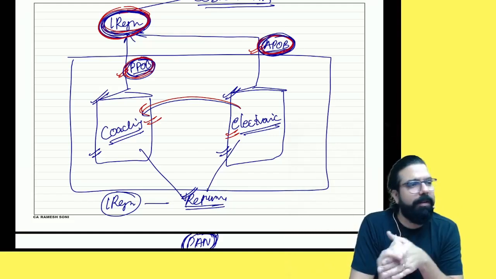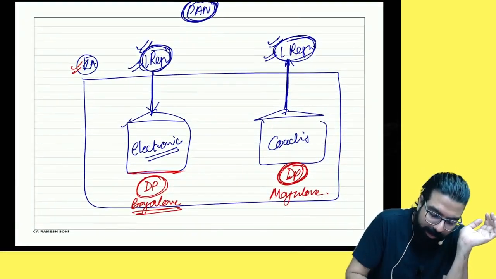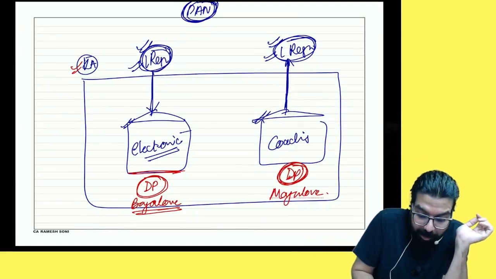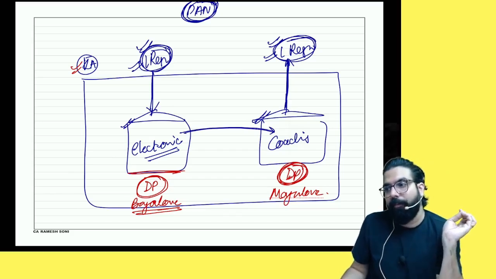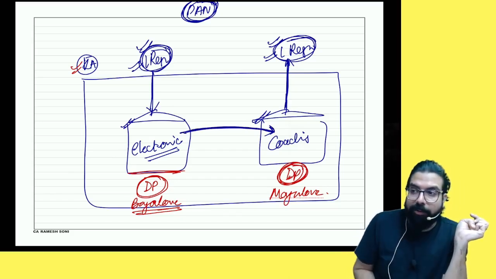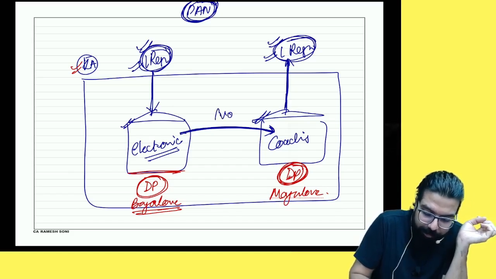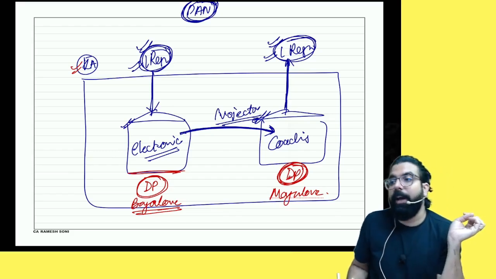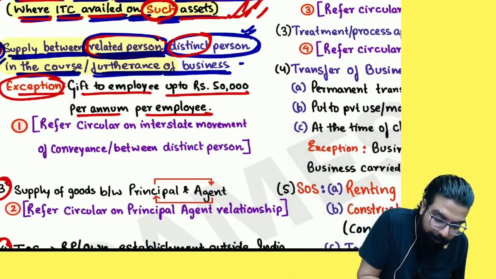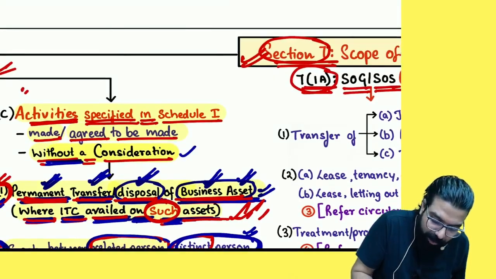So sometimes what people do is they take separate registration. Now, if you take one registration for this and one registration separately for this, both will become distinct. Suppose from here I transferred something to the other coaching center. Can I do the transfer, everyone? Suppose in the coaching center, one projector was required. We transferred one projector from the electronic shop to the coaching center. Will it be a supply? Yes, because both are different. And that is what is told over here, that if you supply to your distinct person in the course or furtherance of your business, even without consideration it will be a supply.